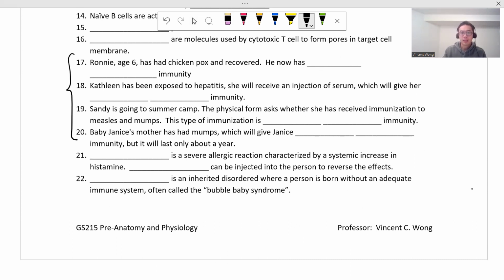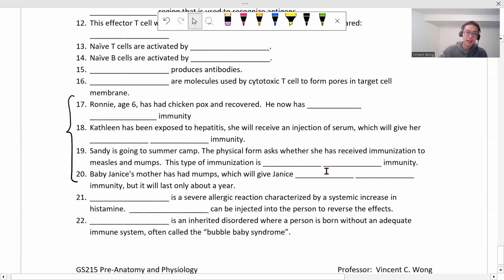Okay. Let's classify them as natural versus artificial, and then active versus passive. Let's take a look at the first one. Ronnie, age 6, has had chickenpox and recovered. He now has blank immunity. So first of all, do you think this is natural or this is artificial?